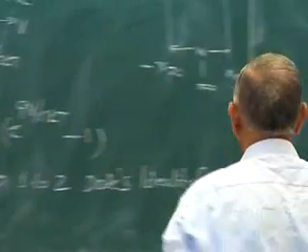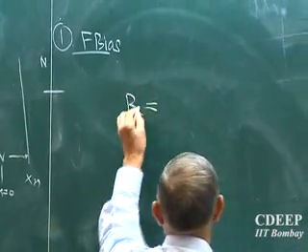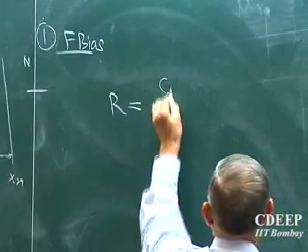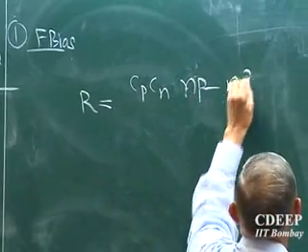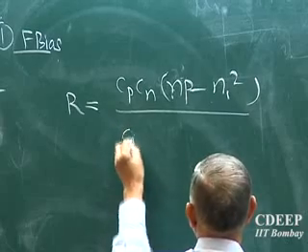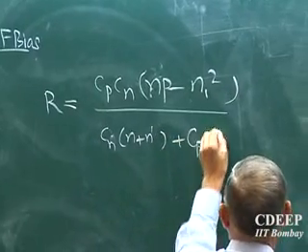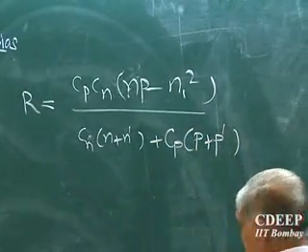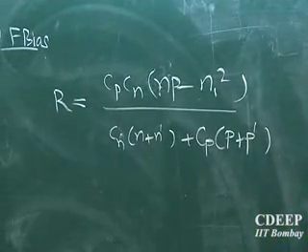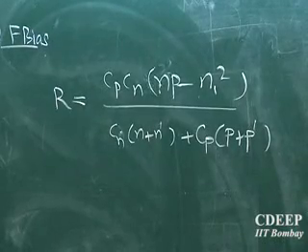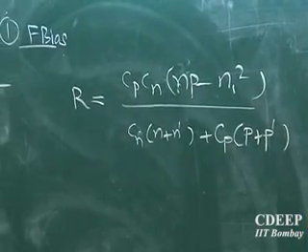If that is so, we can evaluate the recombination currents, and the way we do it, we write the recombination rate R equal to CpCn (np minus ni squared) upon Cn (n plus n dash) plus Cp (p plus p dash), where n dash and p dash are the carrier concentrations if the trap level is at the midband, or Ei. And n and p of course are related to EFn and EFp on either side.